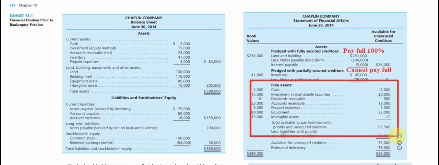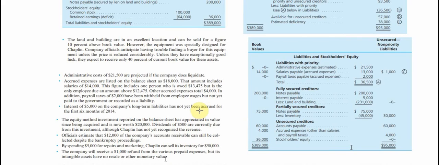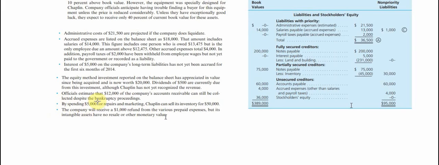The next one is about free assets. So we have cash, which is still cash. We have investment of 15,000 over there. But when we sell the investment, we will receive more than 20,000.